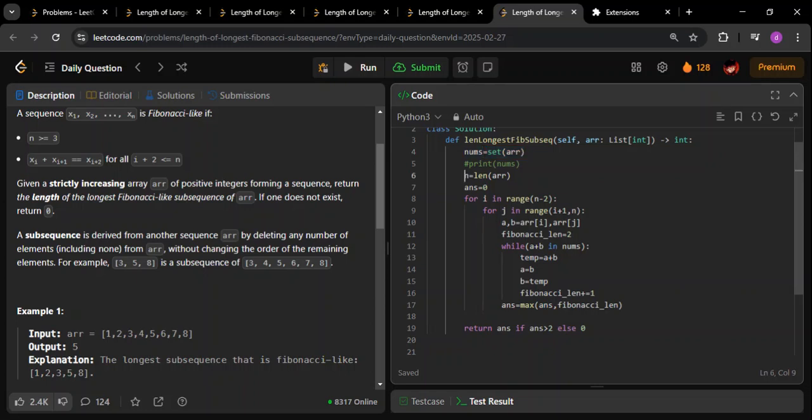Right now, I'm capturing the length of the input. Then I'm declaring my answer, which is going to be my final answer. Then I'm starting the for loops. The outer loop will go till n minus 2, and the inner loop will be from i plus 1 till n. As simple as that.